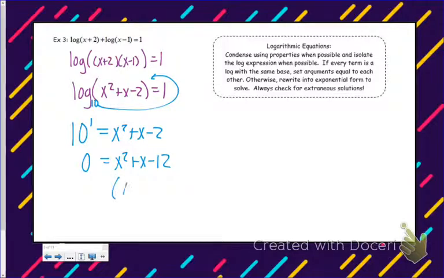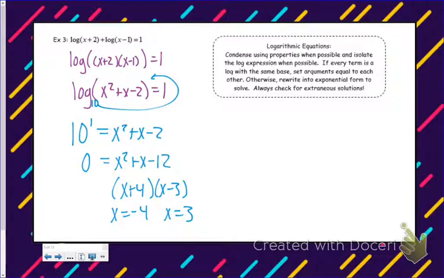Then at this point, I can factor, find my roots, and these are my 2 possible answers. Now remember, we have to check for extraneous solutions. For a log equation, an extraneous solution is any solution that, if I plug it back into the original equation, gives me a negative argument. It is not a solution.